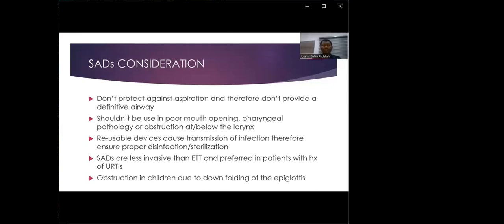And then the reusable devices can cause transmission of infection. Therefore, we should ensure proper disinfection and sterilization. Supraglottic airway devices are less invasive than endotracheal tubes and are preferred in patients with a history of upper respiratory tract infections, especially within the last 2 weeks. And then obstruction in children due to downfolding of the epiglottis. So sometimes you pass the device and you discover that the air is not delivered to the lungs, there is obstruction. So there is the need to remove it and then reinsert it again.